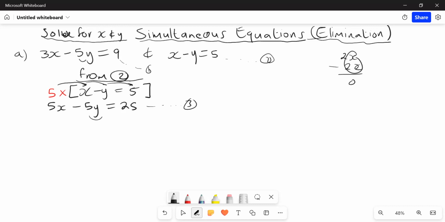So now let's go. We need to say equation 3 minus equation 1. And one would ask me, why are we saying equation 3 minus equation 1 instead of equation 1 minus equation 3? Either way, you can say equation 1 minus equation 3 or 3 minus 1. It's up to you, right? So I've decided to say 3 minus 1.